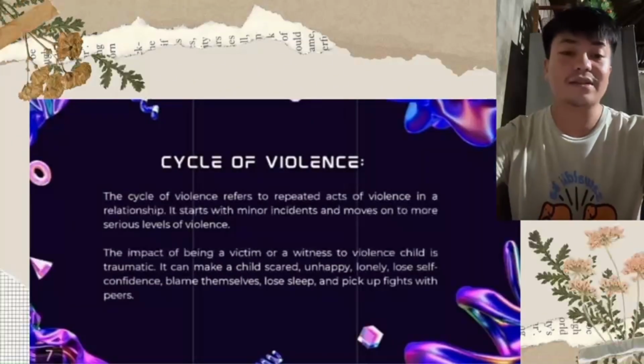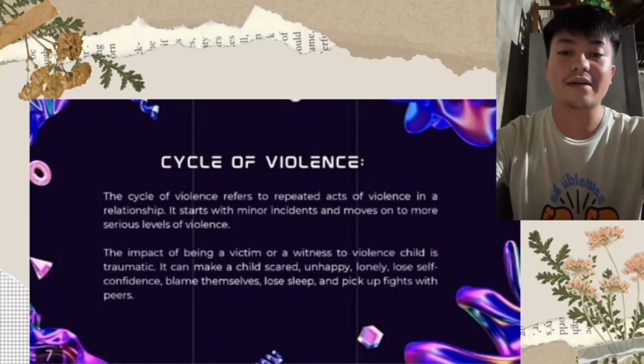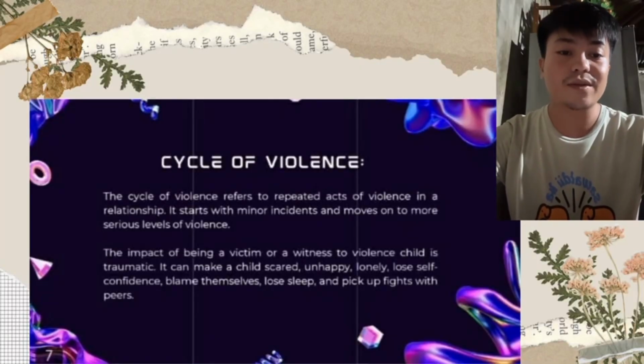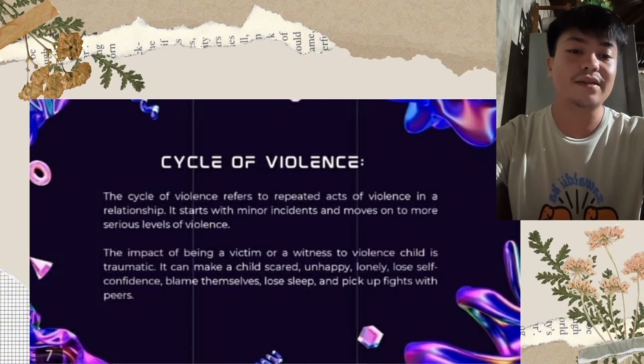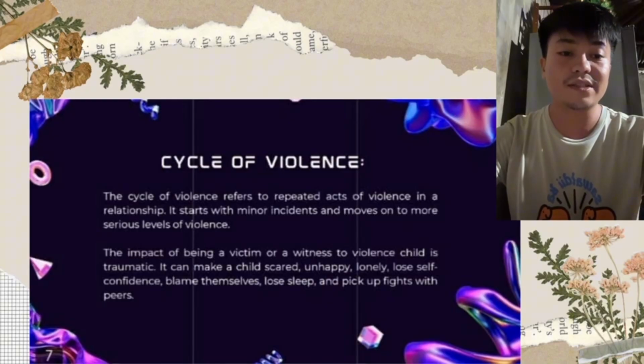Cycle of violence. The cycle of violence refers to repeated acts of violence in a relationship. It starts with minor incidents and moves on to more serious levels of violence. The impact of being a victim or a witness to violence on a child is traumatic. It can make a child scared, unhappy, lonely, or lose self-confidence, blame themselves, lose sleep, and pick fights with peers.